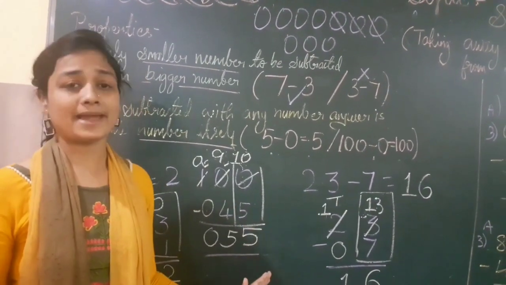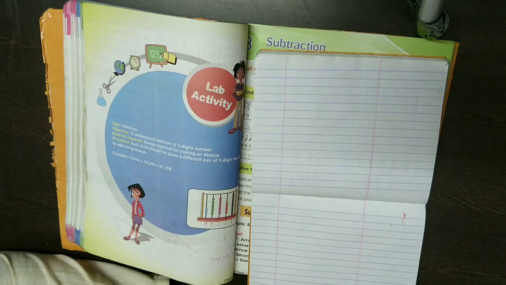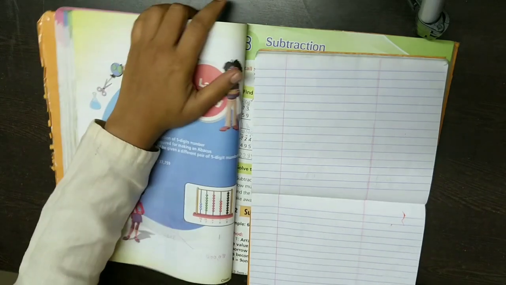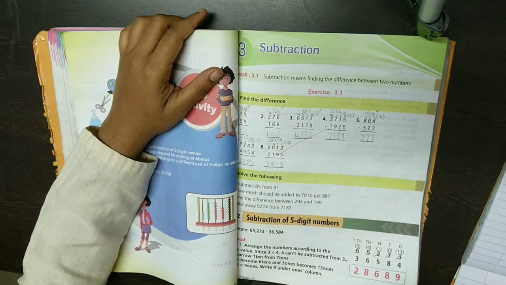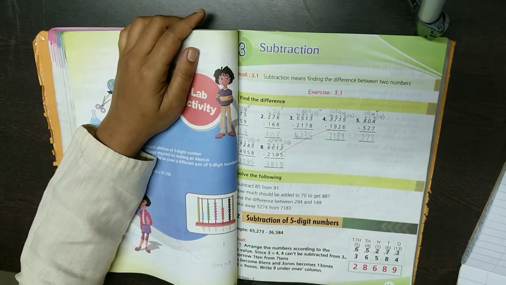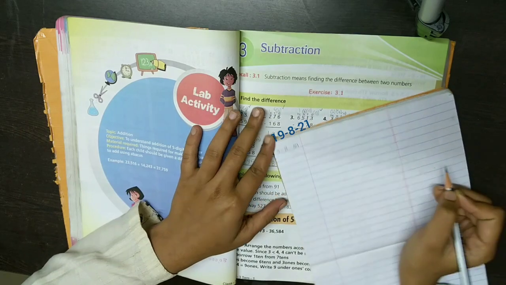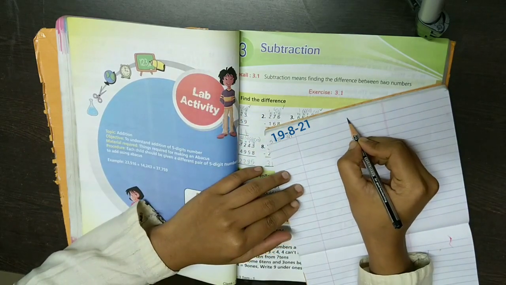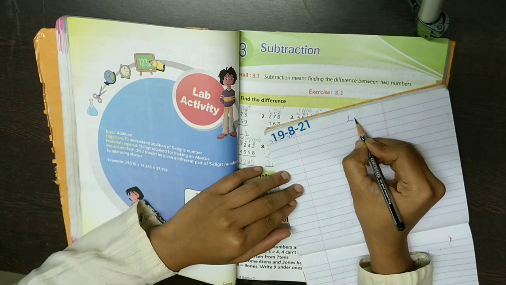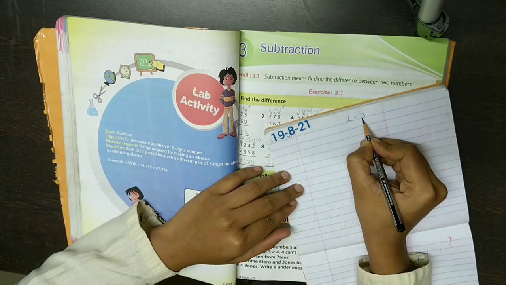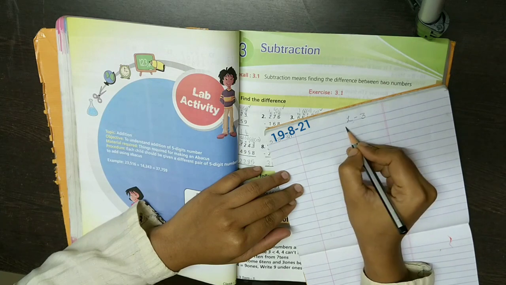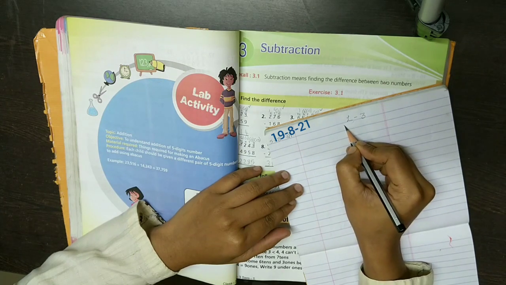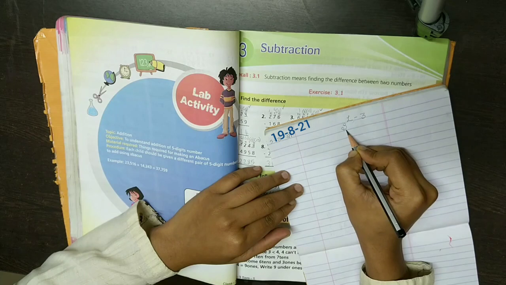So this is subtraction. Now let's start the notes part, children. Open your classwork book and your test book, page number 101. And write lesson number 3 on the top here. The next line, write the lesson name in the middle. Subtraction.